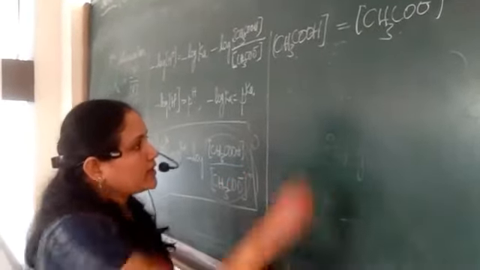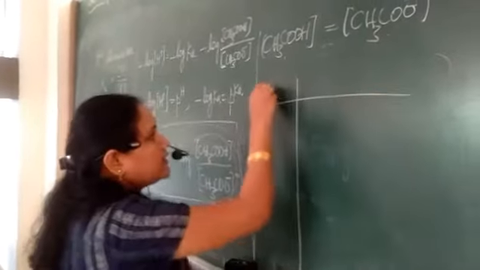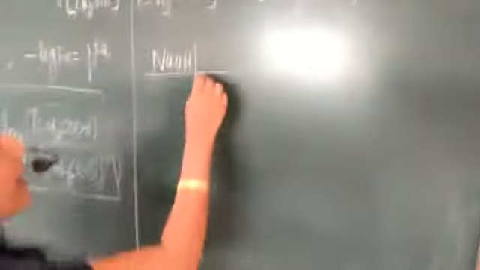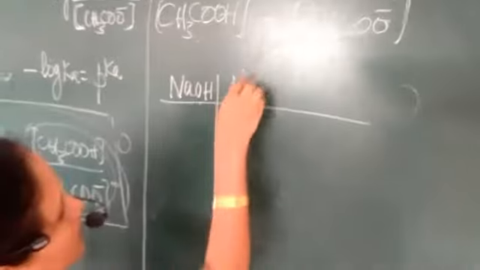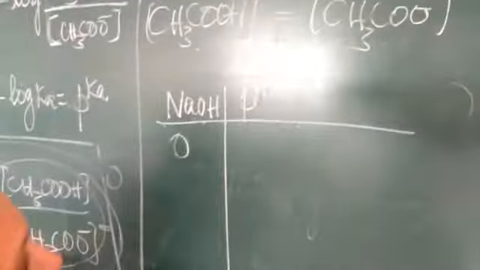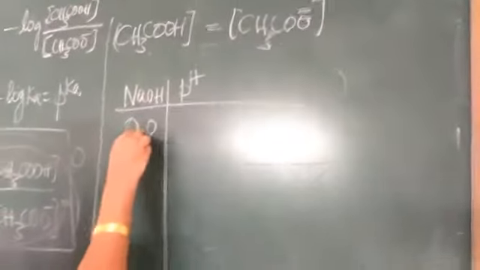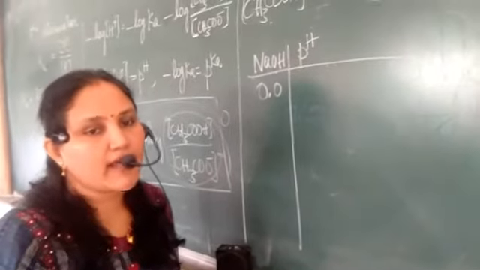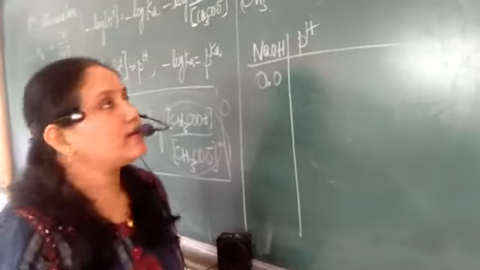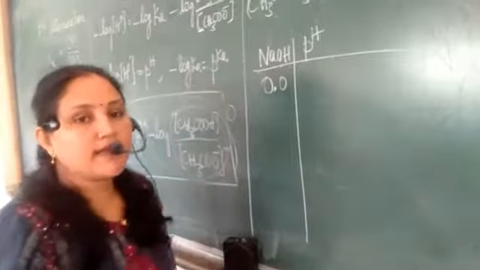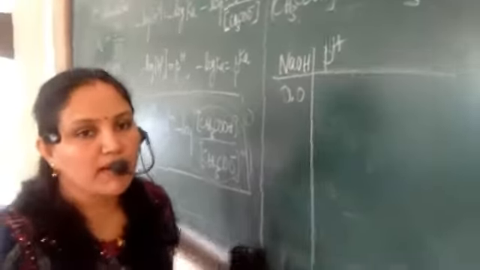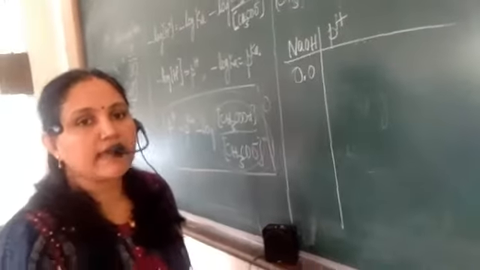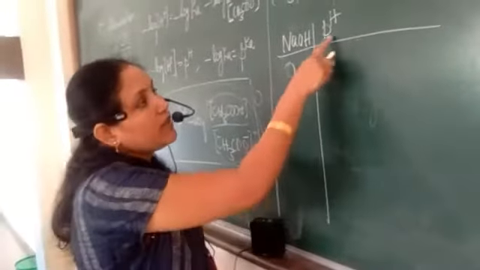Now I will draw the tabular column. Here I will be writing how much sodium hydroxide I have added, and in the next column I will be recording the pH. Initially I have not added any sodium hydroxide, it is 0. Now I will be using a combination of glass and calomel electrode. I will dip it in the acetic acid. Acetic acid will be given to you. You need to pipette out 50 ml into a clean beaker. When you dip the electrodes, they will sense the pH of the solution.